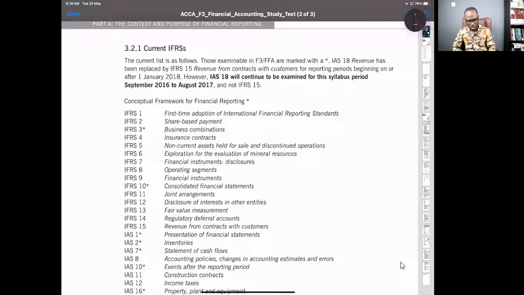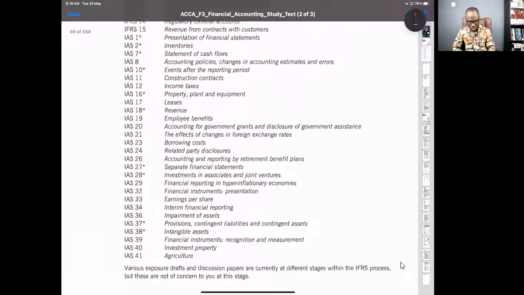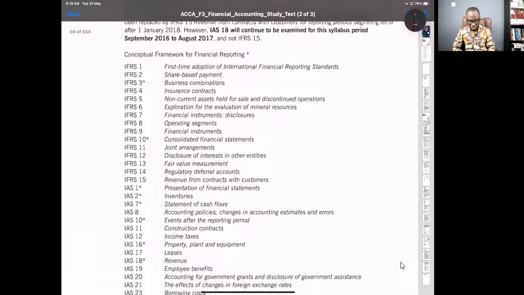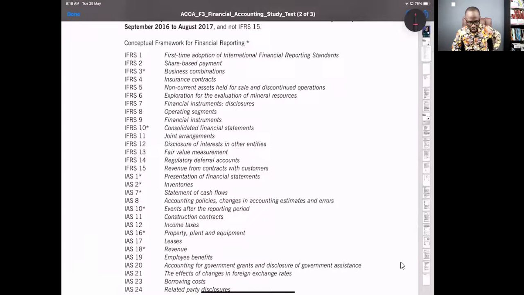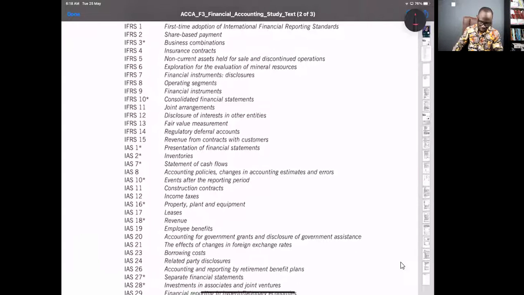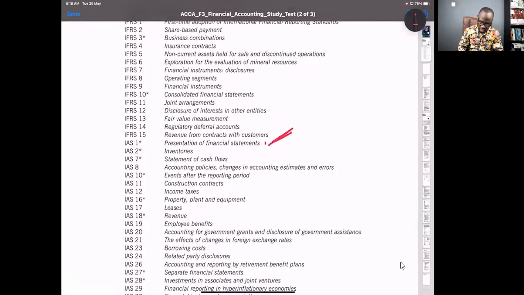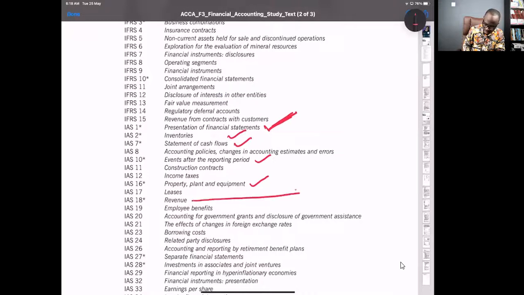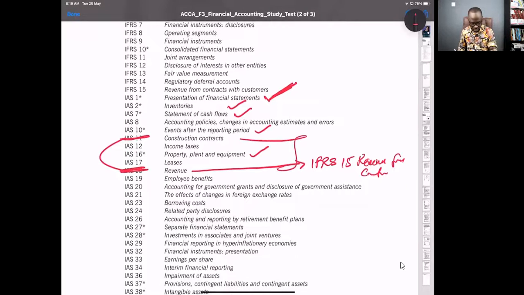Now, there are numerous accounting standards that you need to know about. And like I said, some of these things are really going to be looked at later on as we discuss the issue. We're going to be interested in this one: presentation of financial statements, inventories, cash flows, events after the reporting period, IAS 16. Now, this standard has been replaced by another standard called IFRS 15, revenue from contracts with customers. These two standards are no more there. They are replaced by this particular standard here, IFRS 15.